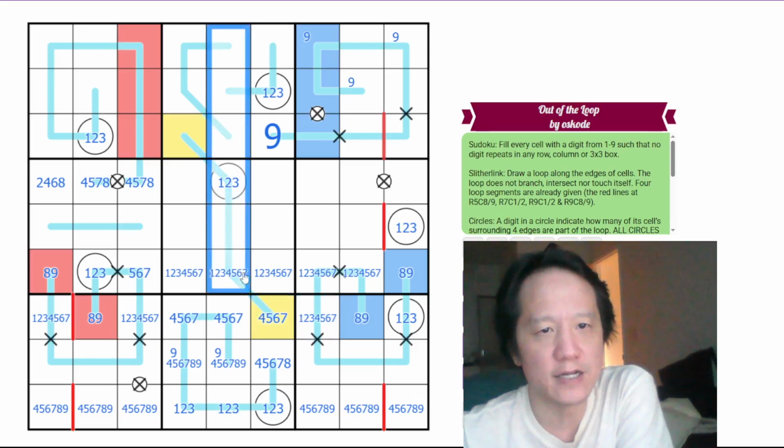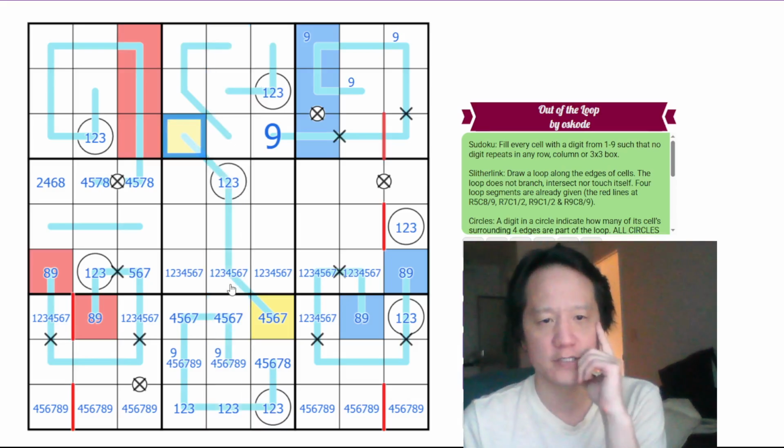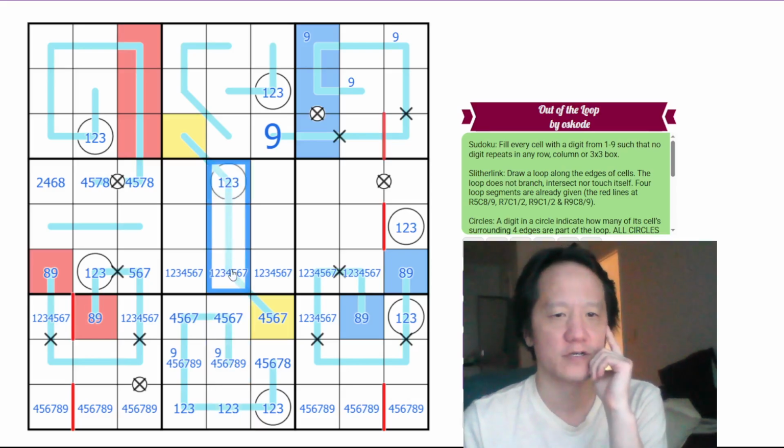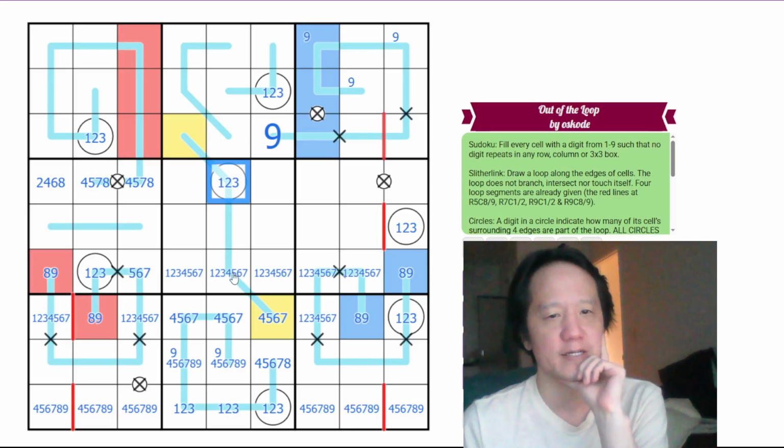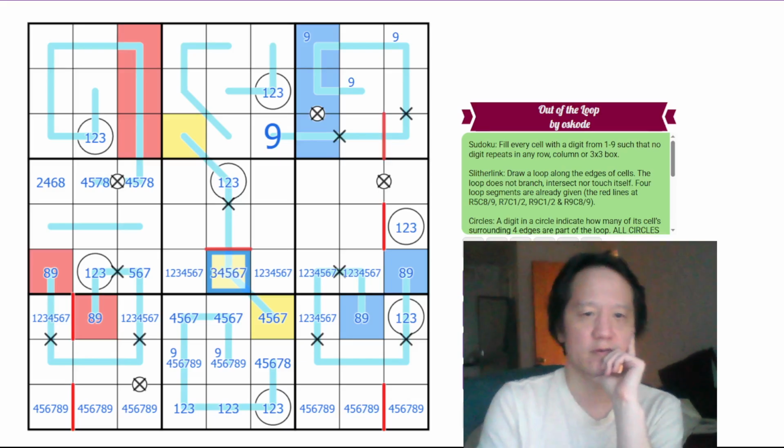Where is it in column 5 then? Can't be here because we already have that in the box. Can't be here. It must be one of these cells. So one of these is cut up. This cannot be cut up by itself. So this cannot be cut, but this has to be a slithering, which means this is the yellow cell, which is 4, 5, 6, or 7.